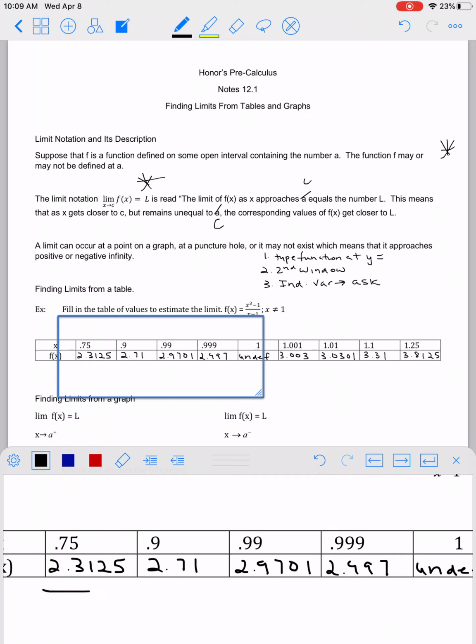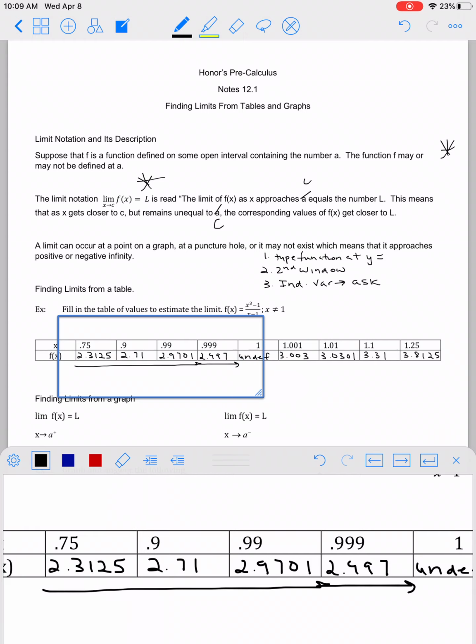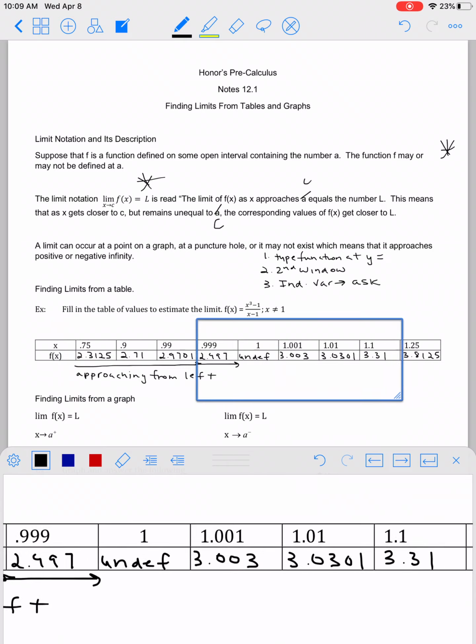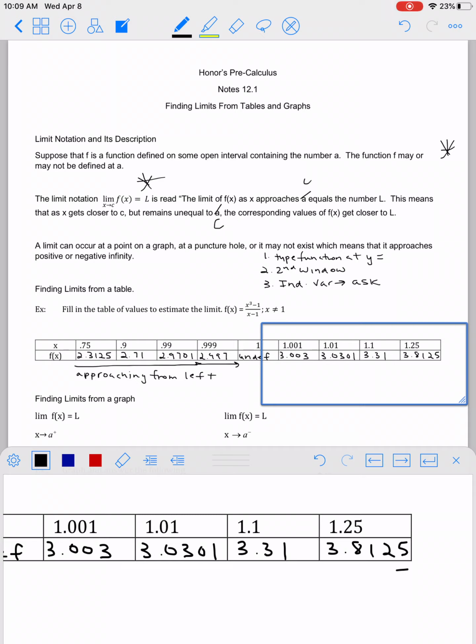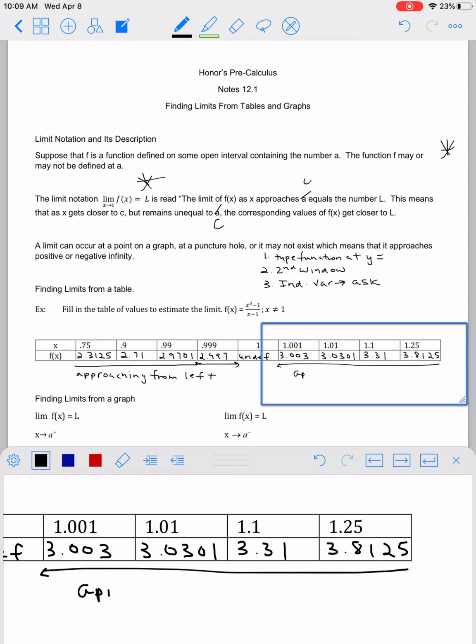So this right here, coming from this side, these figures are to the left. The numbers are to the left of 1. So here we are approaching from the left. This is the left-hand side. If I looked at this graphically, that's what we would be doing. And then this part over here is approaching from the right.